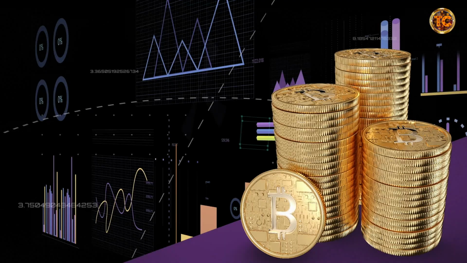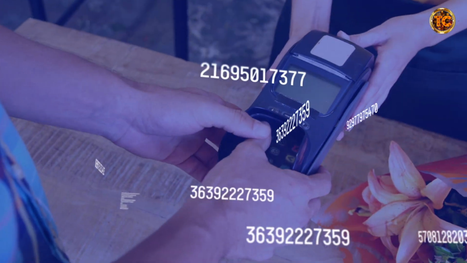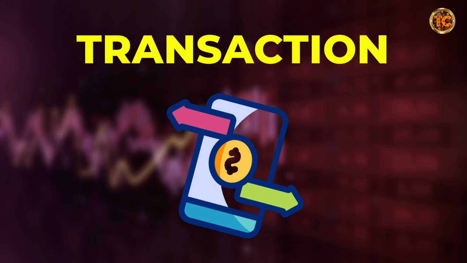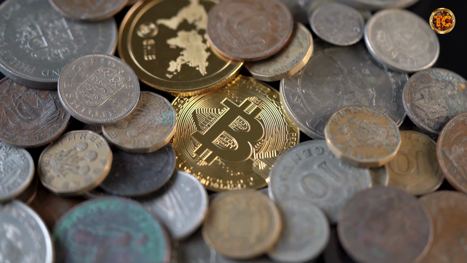Outputs, on the other hand, are like the money you're giving to someone. When you send Bitcoin, you specify the amount you want to send and the recipient's address. The transaction creates new outputs, which are UTXOs assigned to the recipient's address, indicating that they now own that Bitcoin.